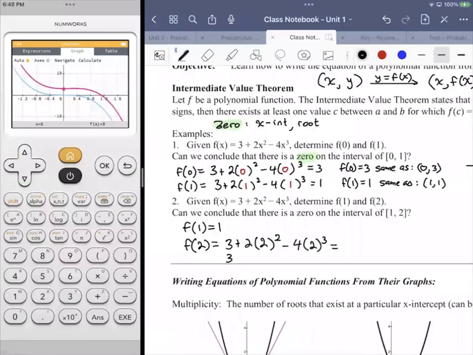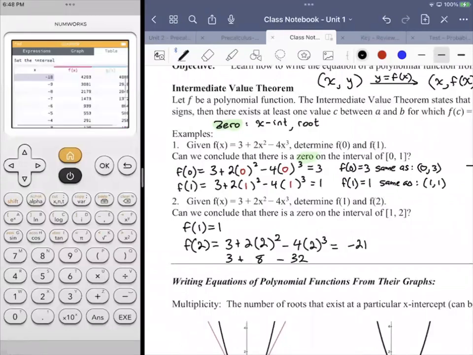So this is a 3, we got an 8, 2 to the third is 8, times -4 is -32. So 11 minus 32, -21. Also, if you want, because we already have this function plugged in, you could go to the table and grab it that way. All right. Bottom line is, we now know f of 2 is equal to -21.